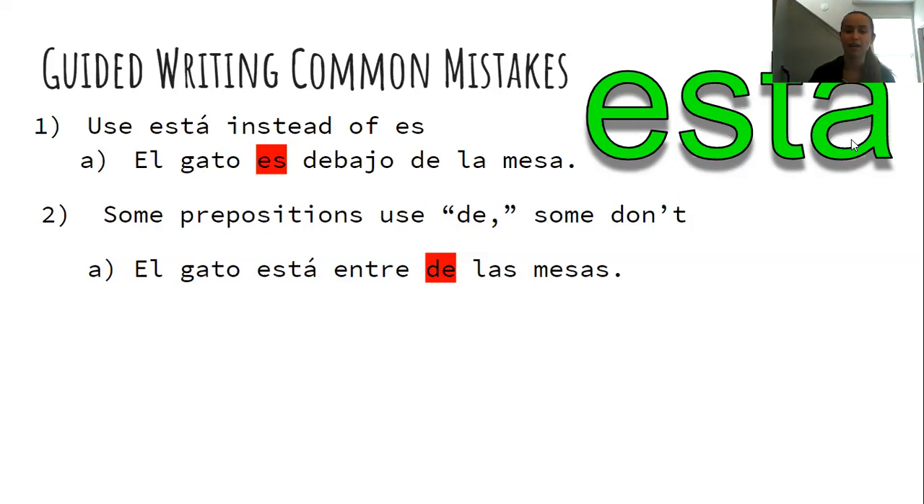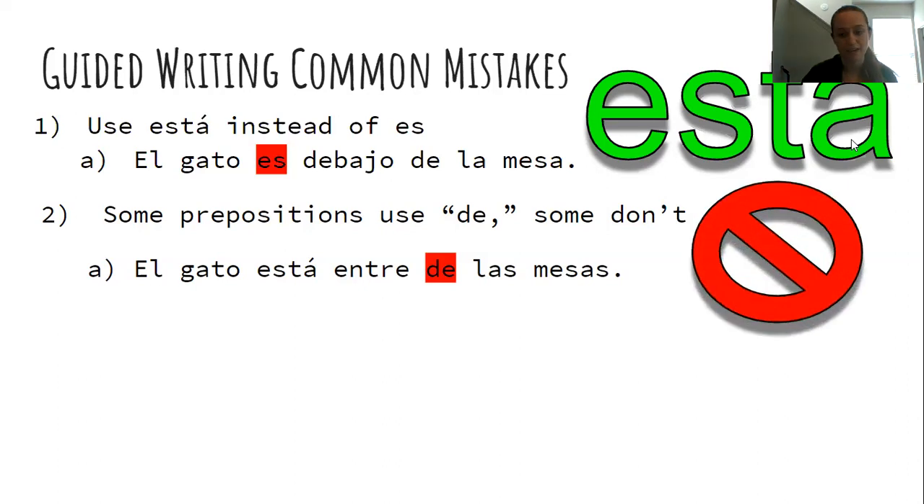El gato está entre de las mesas. There is no de in that preposition. You can see that by looking at your vocab list, which is right in the modules section of Canvas. It should just be el gato está entre las mesas. Unfortunately, there's no direct translation of the word de in this context. There's no specific word in English that goes in that place, but you really do need to look at your vocab list to know when there's a de and when there isn't.